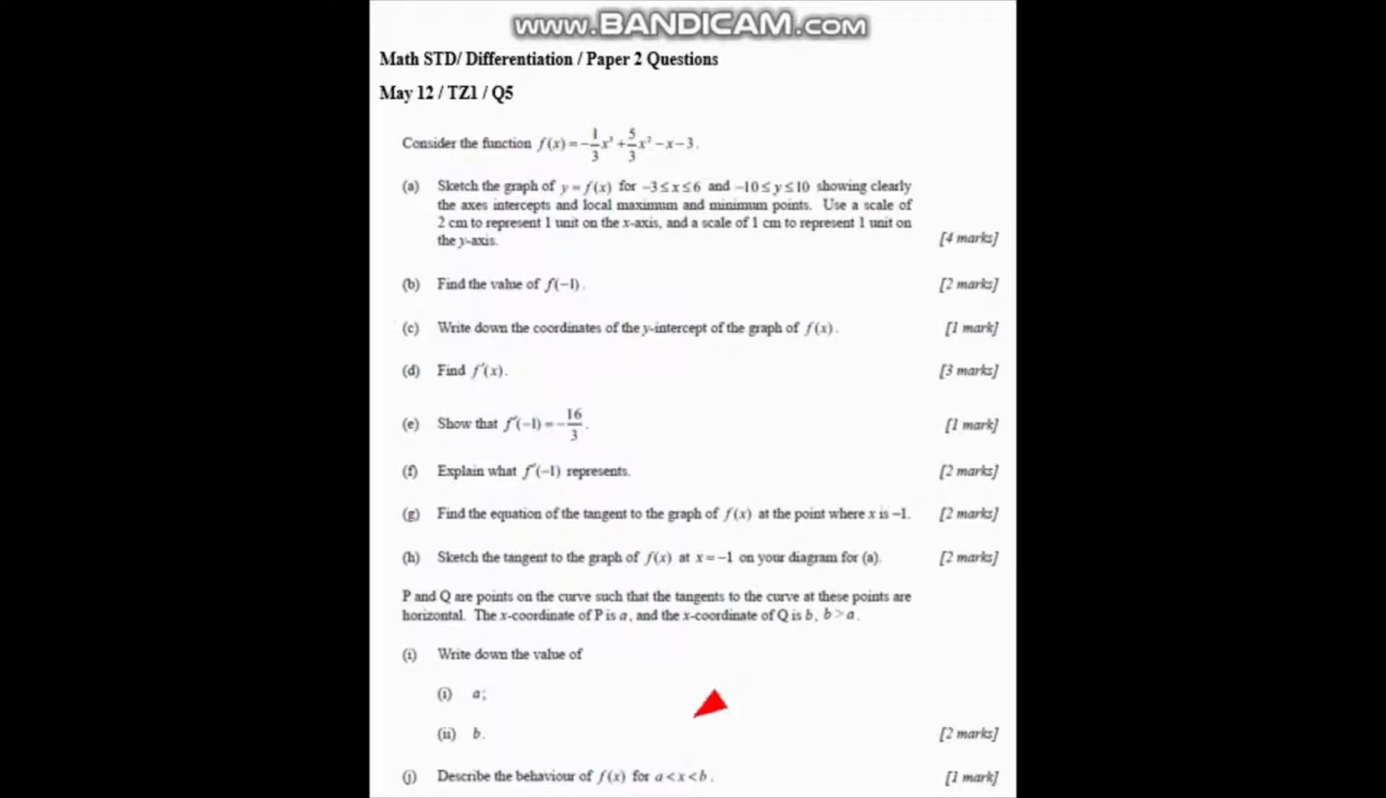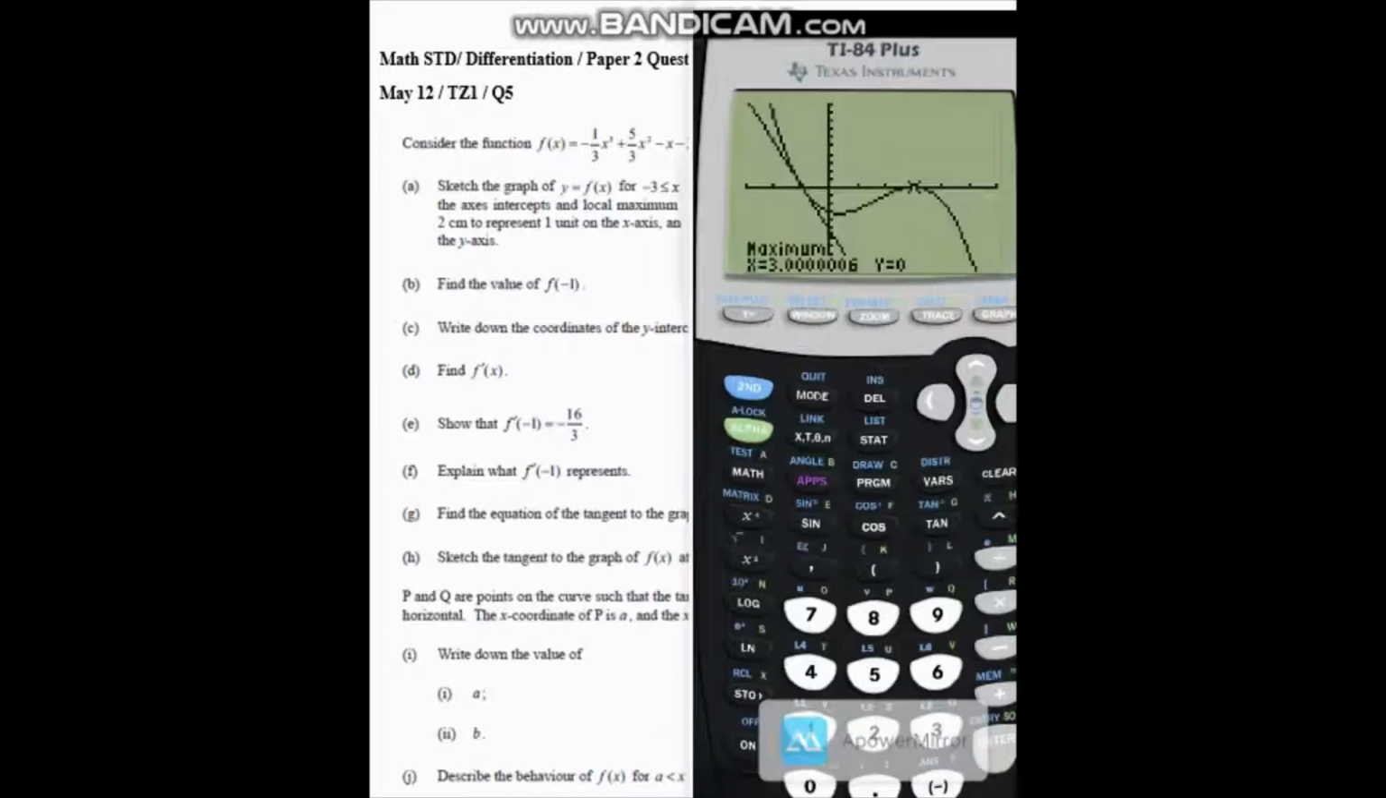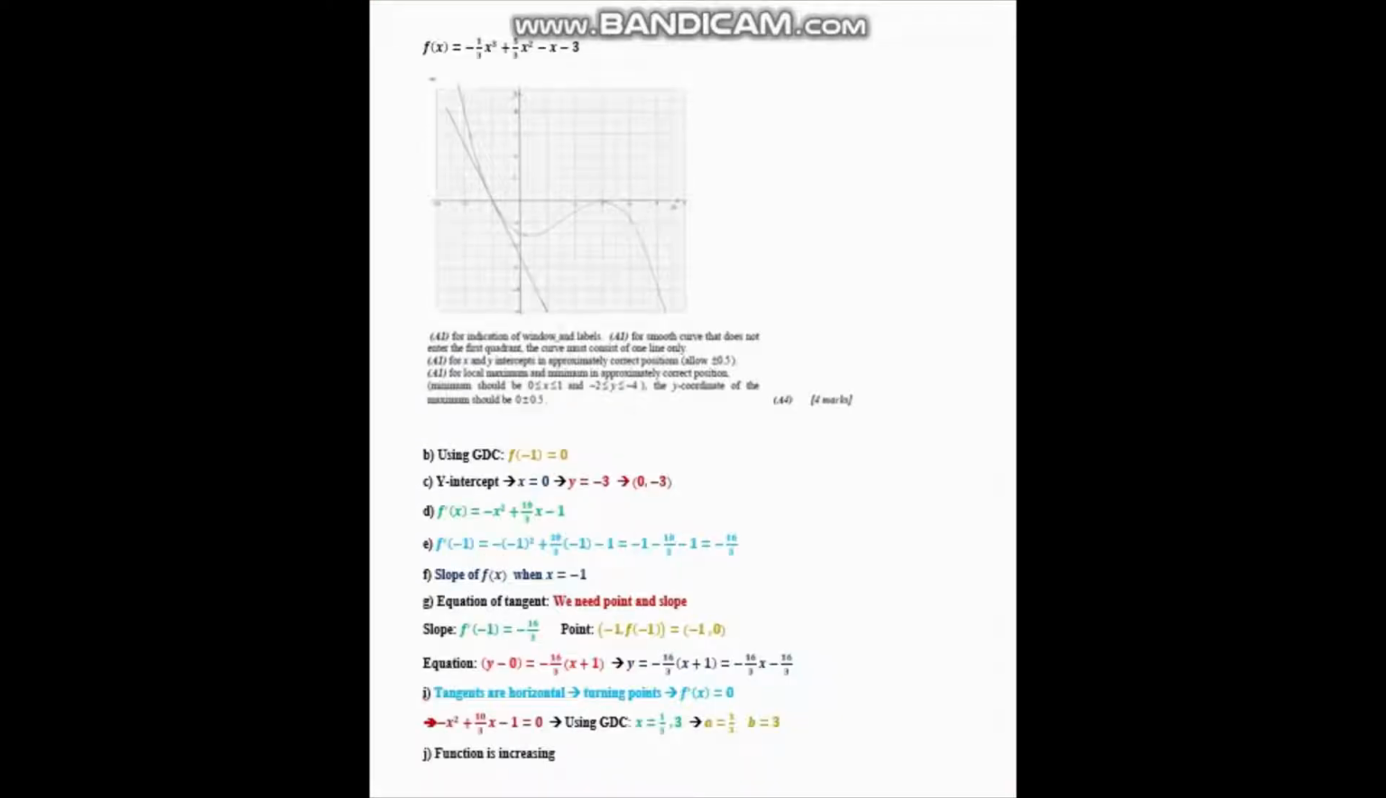Finally, you are required to describe the behavior of f of x in the region A less than x less than B. So in this region, starting from the minimum and up to the maximum, in the region that lies in between, the function is increasing. This is the behavior of the function. So there are your answers. Take a look at them. This concludes our question. I hope you have found this useful.